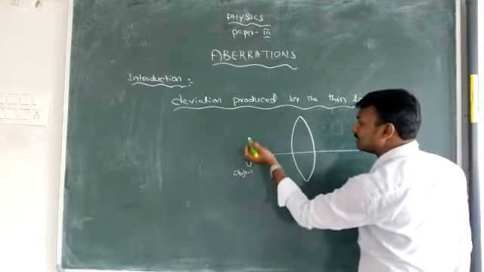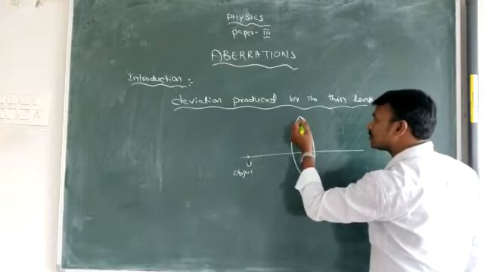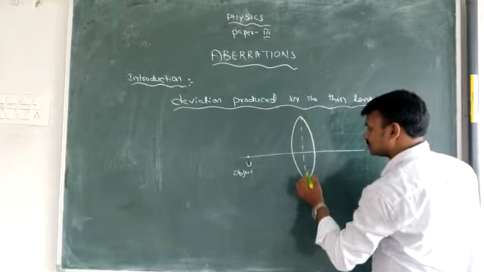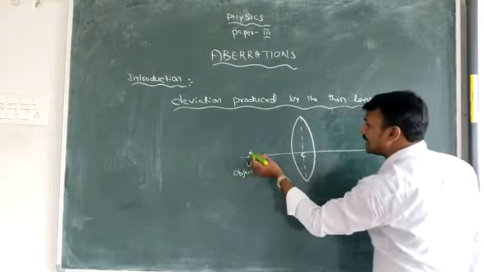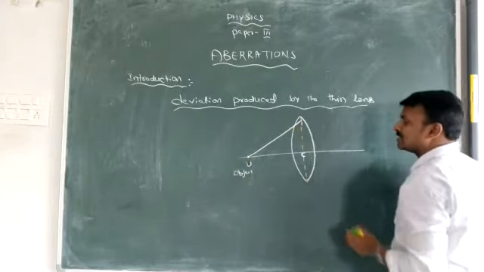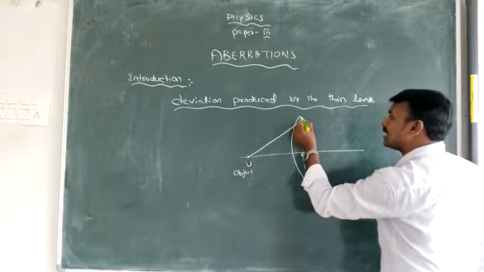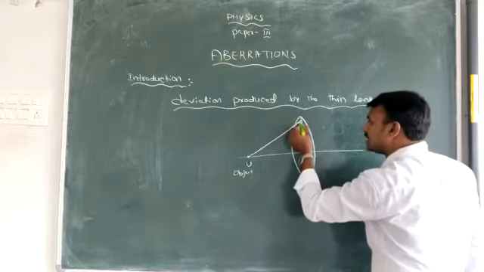A light ray passing through the thin lens. This is the radius of curvature of the lens. A light ray passing through the thin lens strikes at a height h.